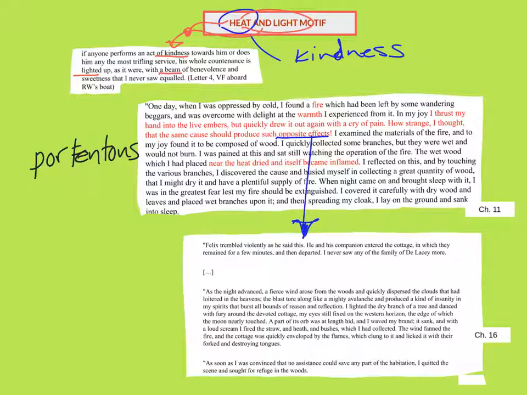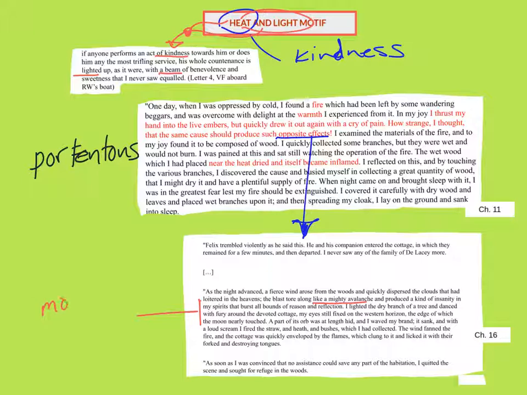Okay, moving on. This last moment here is brilliant in terms of showing the repercussions and the consequences of this lack of kindness being shown. So this is where the creature and the de Lacys part company, and then we get, "as the night advanced, a fierce wind arose and quickly dispersed the clouds. The blast, I guess, of wind tore along like a mighty avalanche and produced a kind of insanity in my spirits that burst all bounds of reason and reflection."